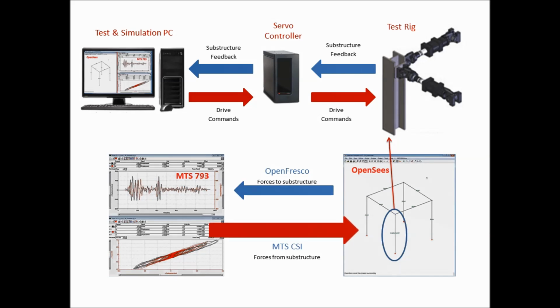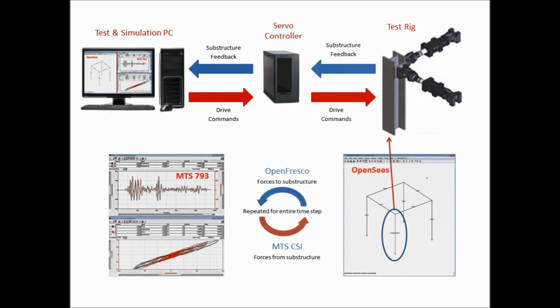CSI is a middleware program that is used to communicate data and commands from the MTS 793 control software to OpenFresco. The communication between OpenSees and MTS 793 software is repeated for each time step in the command waveform. Installed systems can be modified to run alternatives to OpenSees, which is our FEA modeler, including Abaqus, MATLAB Simulink, LS-DYNA, and more.